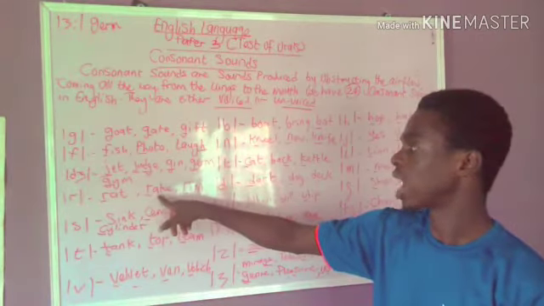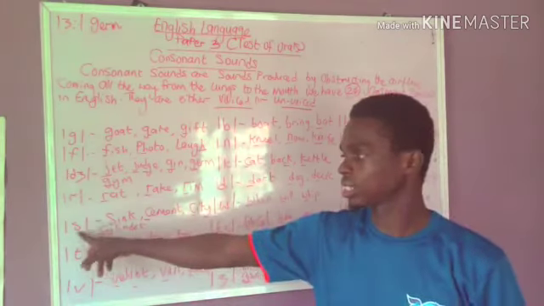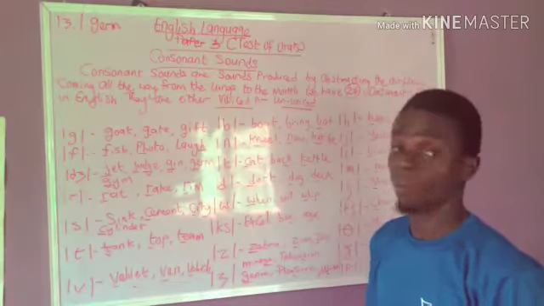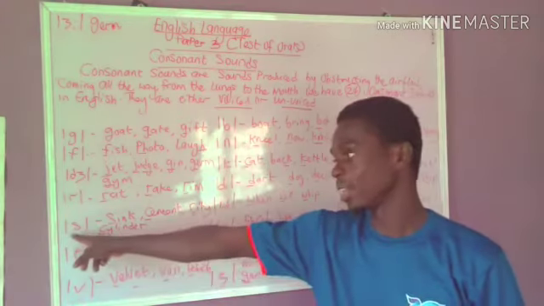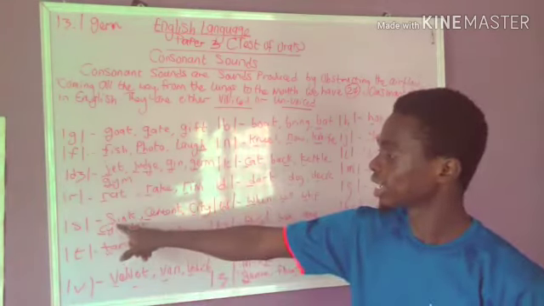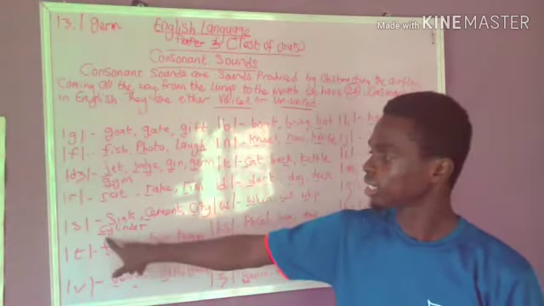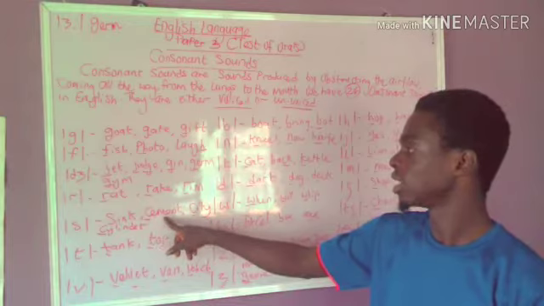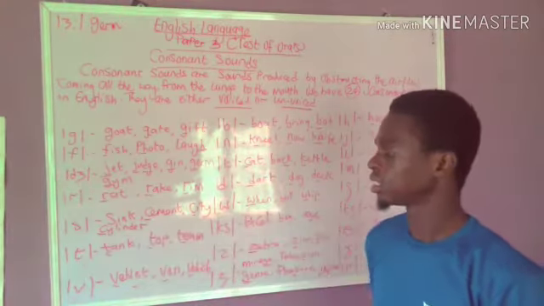Rat. Rake. Rim. Typically, letter S will give you the sound. However, whenever you have E, I, or Y behind the letter C, most times it gives you S as an alternative spelling to the sound. Sink. Cement. City. Cylinder.